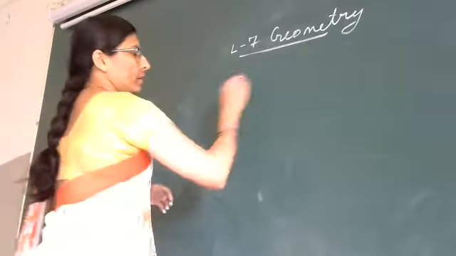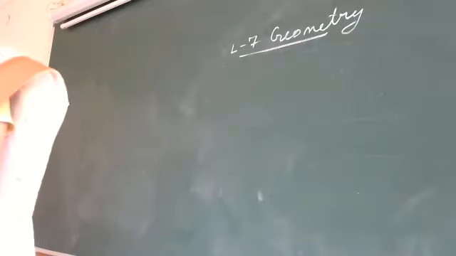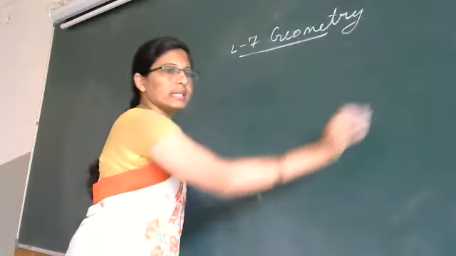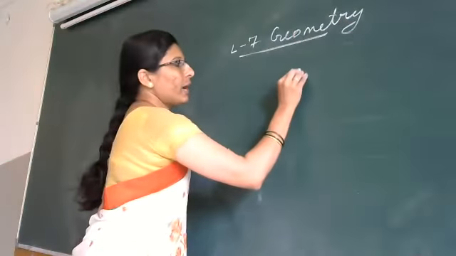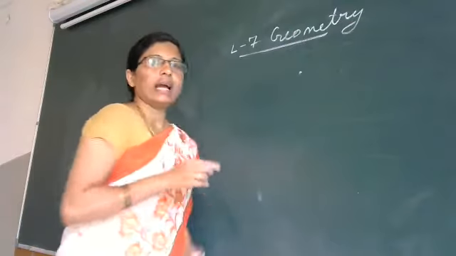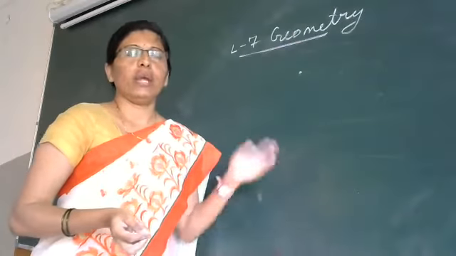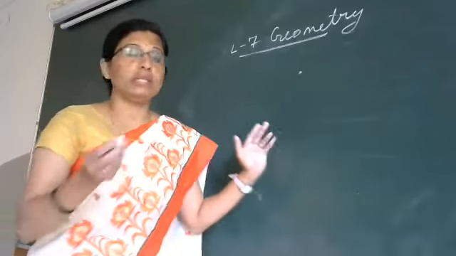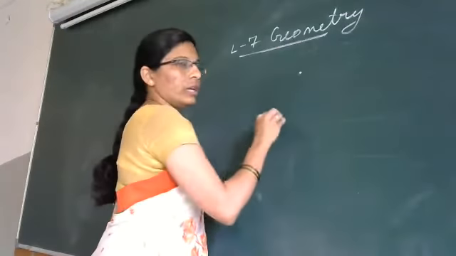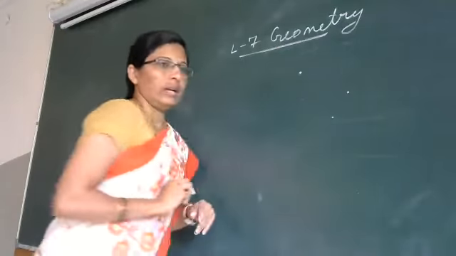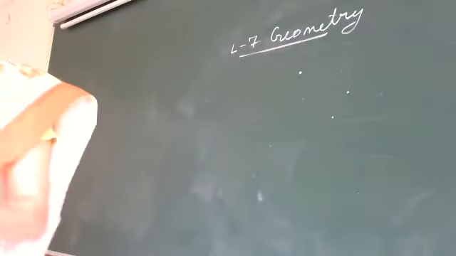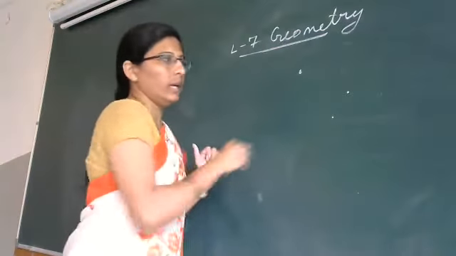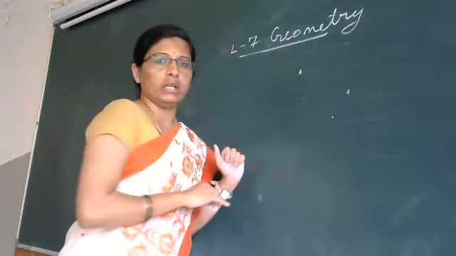Ma'am, can you explain what a point is again? Okay. See, this is a plane, and if I take any dot, that is a point. So any dot on a plane is known as a point. It has a fixed location. It cannot be moved. This point will be there only.